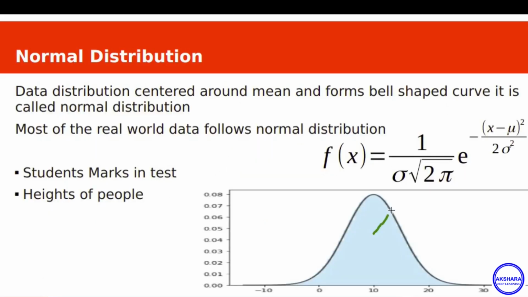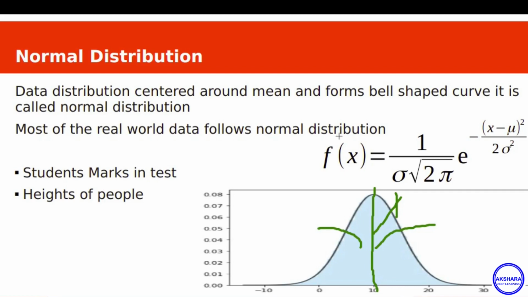But see here, data distribution centered around mean. This is the mean value. Data is equally distributed left and right from the mean. If the distribution is centered around the mean and forms a bell-shaped curve, it is called normal distribution. Most of the real-world data follows normal distribution.